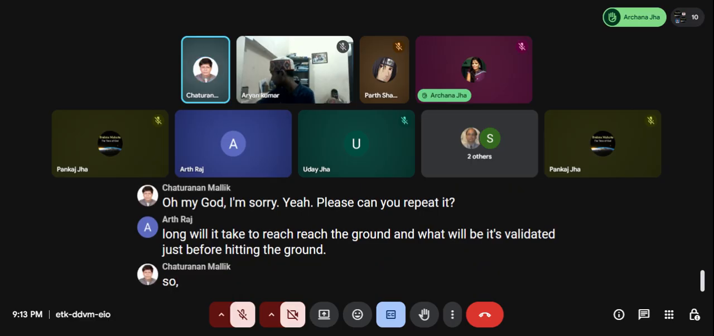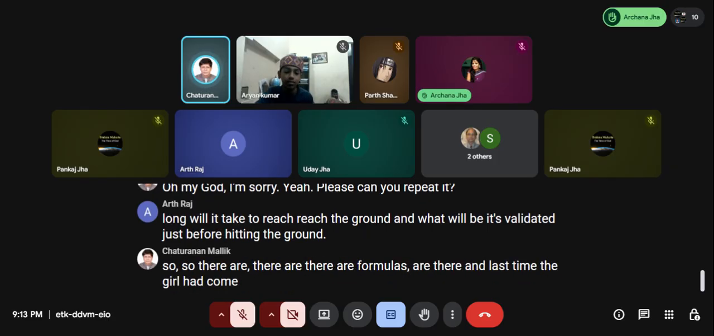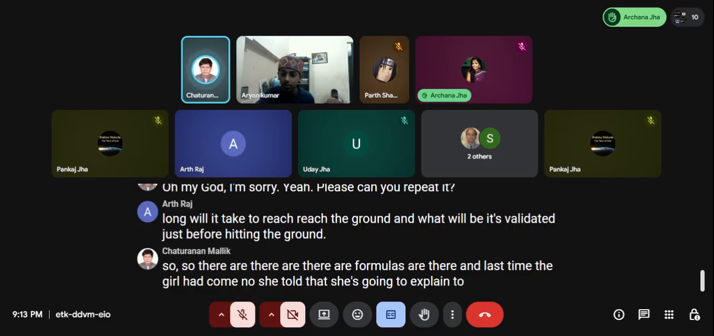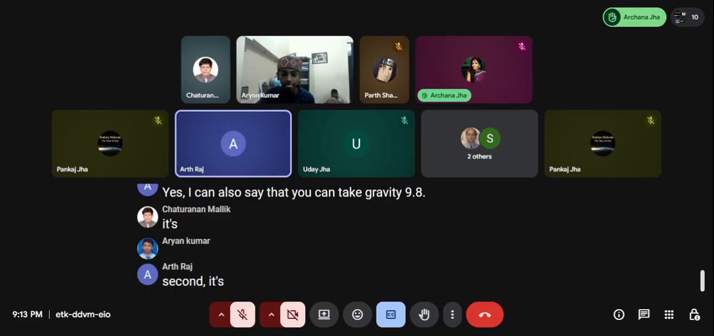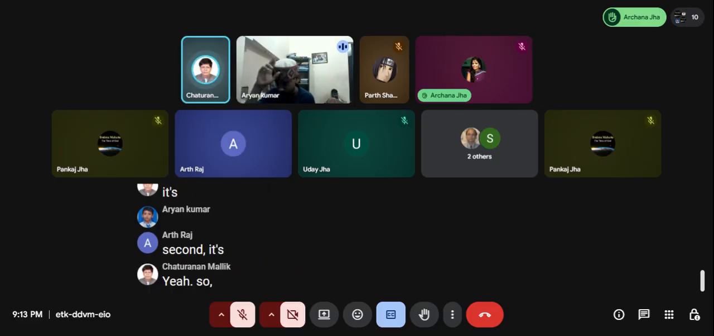So there are formulas, and last time the girl had come. She told that she is going to explain to us. You can also take gravity as 9.8 meters per second squared.